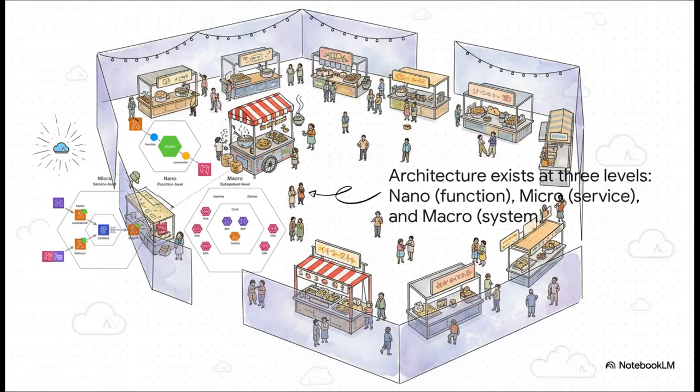This diagram from the book gives us that perfect bird's eye view. At the smallest nano level, you've just got a single, tiny serverless function. You bundle those together to create a microarchitecture. That's our food stall, a complete service. And then you compose all those services together into the macro architecture. And that's the entire food court, our complete application.